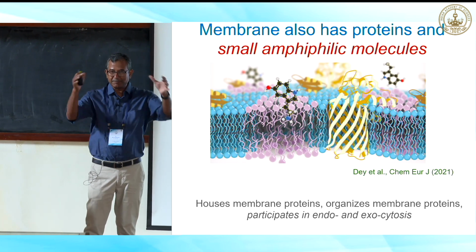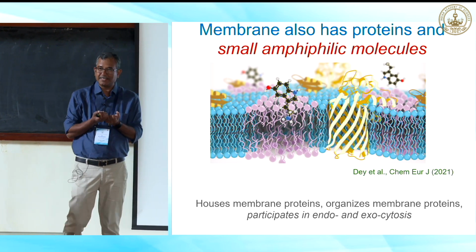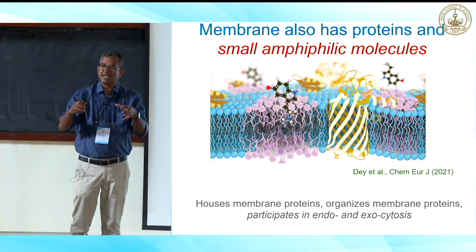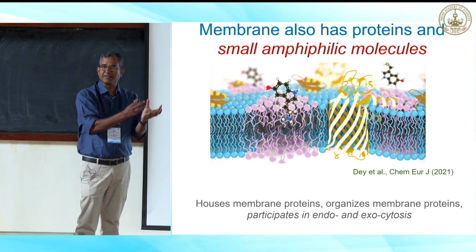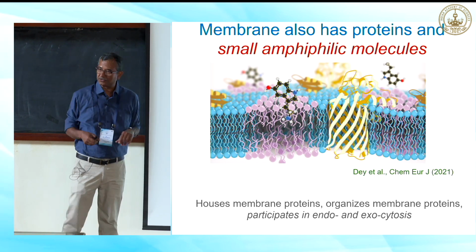Endocytosis is when the membrane invaginates and takes things inside the cell. Exocytosis is when there are already preformed vesicles, balls of chemicals, which go out and are thrown out to the outside world.